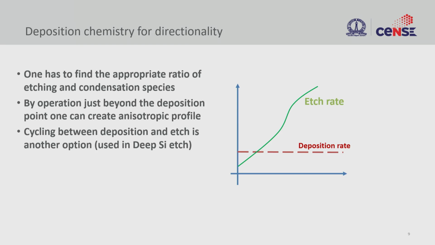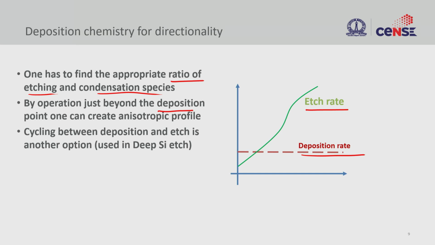So the deposition chemistry depends on the etch rate, because as we saw, you also start depositing. In the earlier case, that was the conclusion. So you generate volatile products. You also generate non-volatile products. So you should make sure that your etch rates are higher than deposition rates. This is very important. So what is the appropriate ratio of etching and the condensation, or deposition, on the wafer? By operating beyond the deposition point, you can create an anisotropic profile.